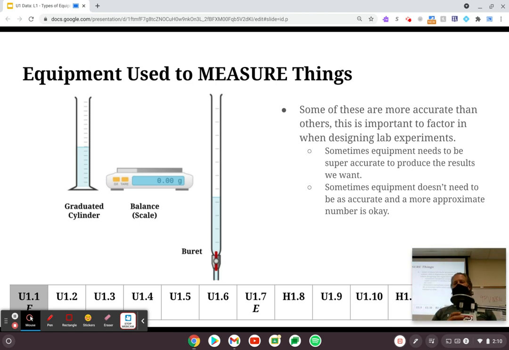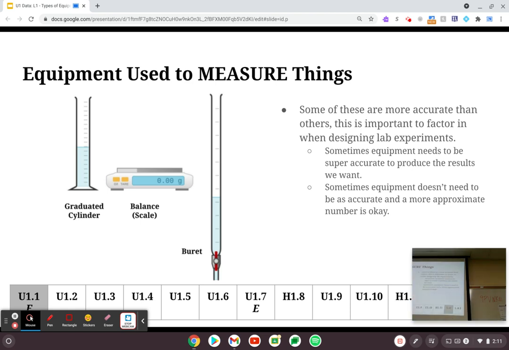But when I say go find the mass of something, and you'll be like, oh, okay, and I'll be like, where did you get that number? And you'll be like, the scale, this thing. And I'll be like, the balance. And you'll be like, the scale. And then we'll have a little argument about what these things are. These are balances. Scales are things that you have at home.